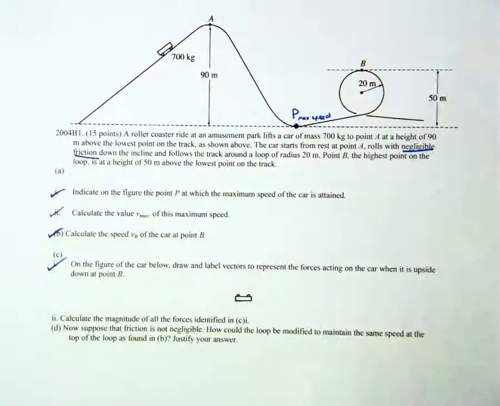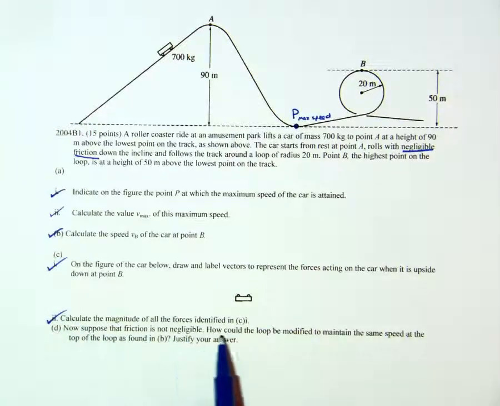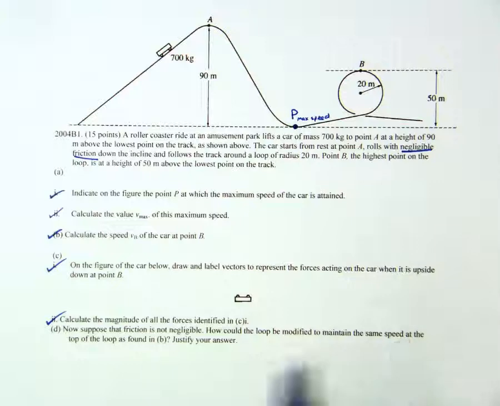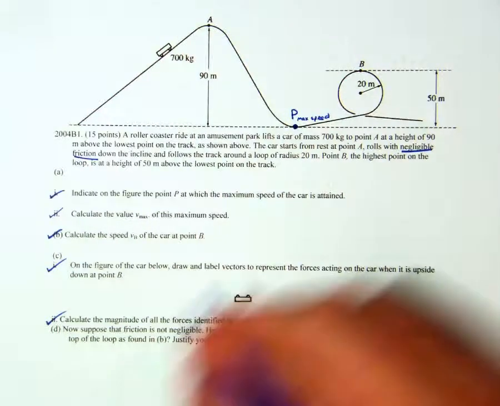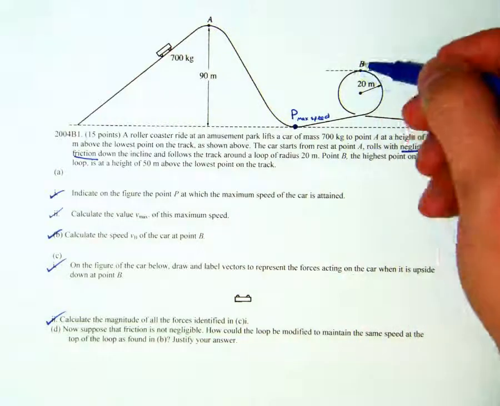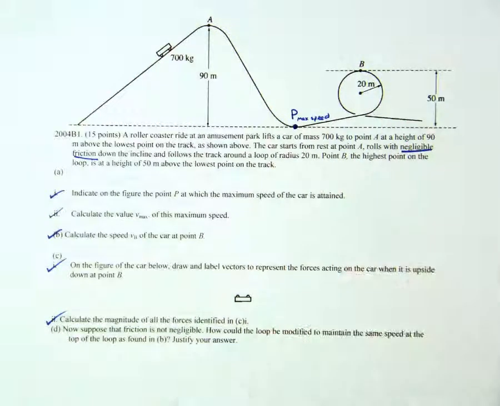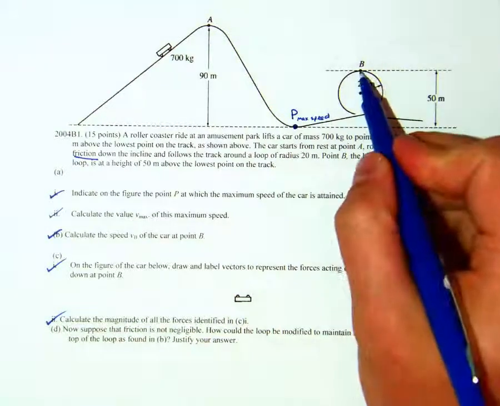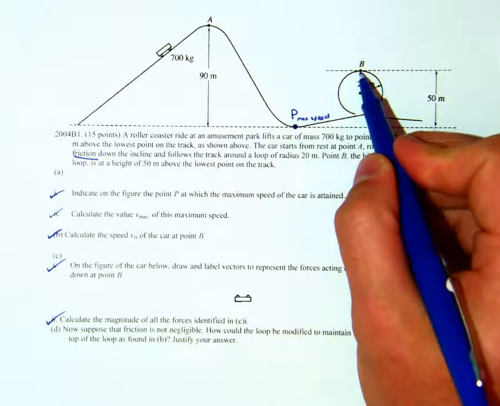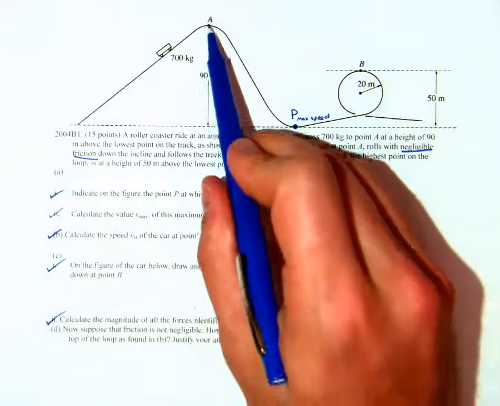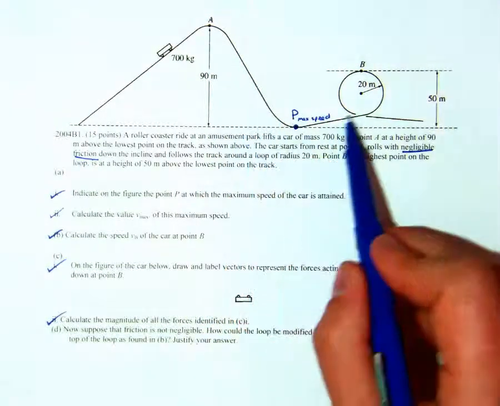Last but not least, D. Supposing friction is not negligible, how could the loop be modified to maintain the same speed at the top of the loop as found in point B? Well, the only way for us to do that would be to take this loop and shrink it, right? The only way for it to have as much kinetic energy there as it did, because the total mechanical energy is going to be lost if there is friction.